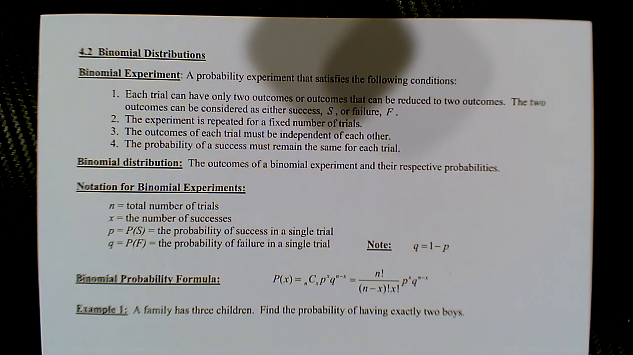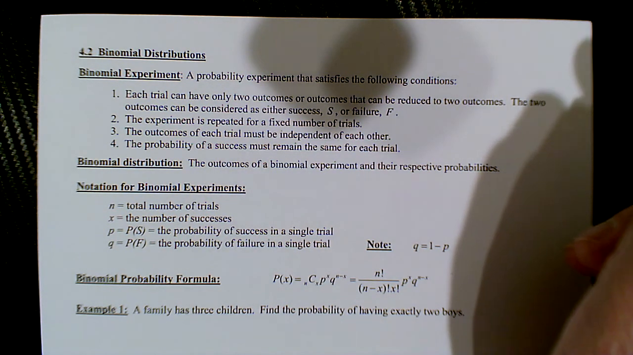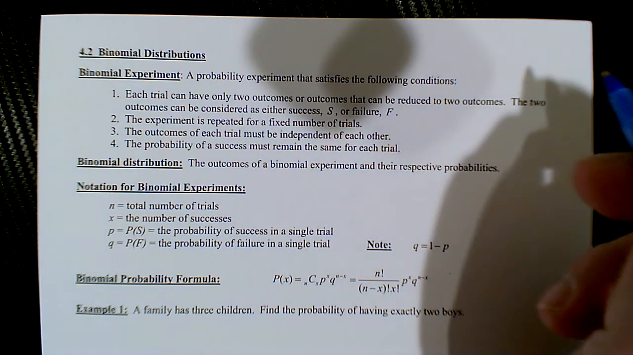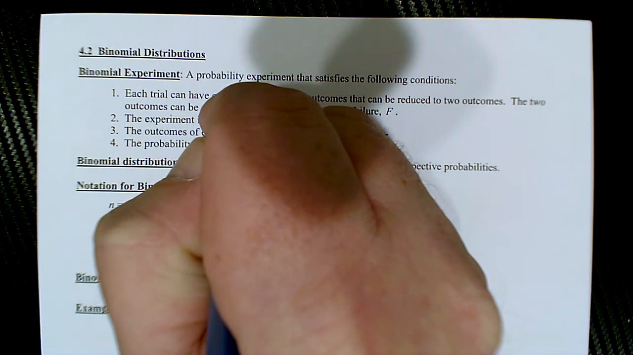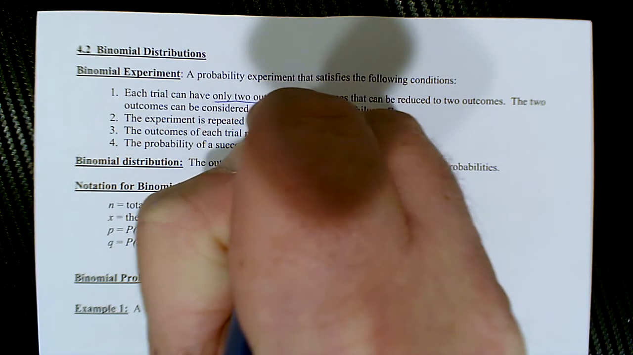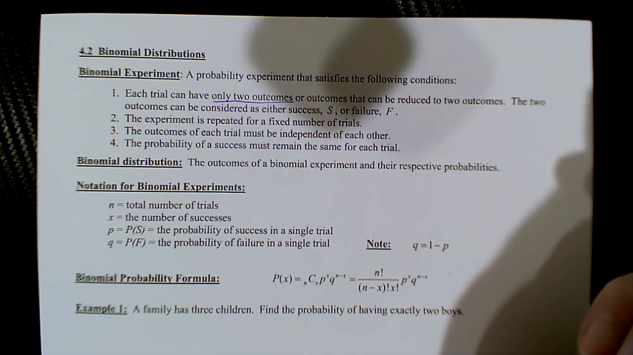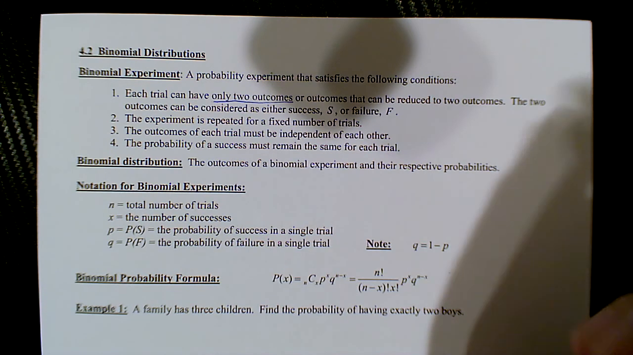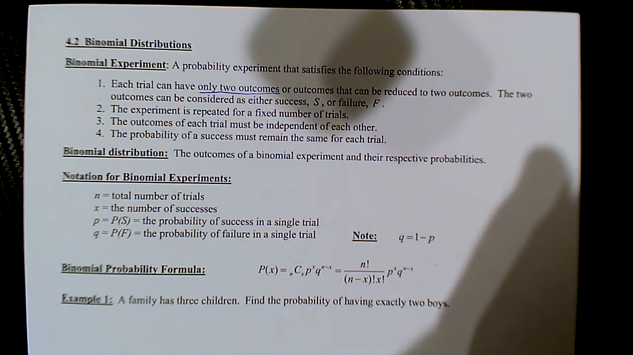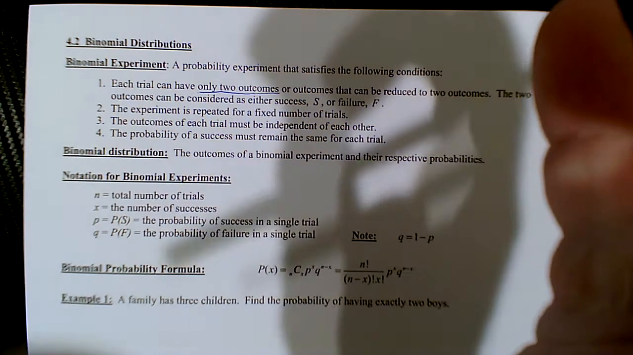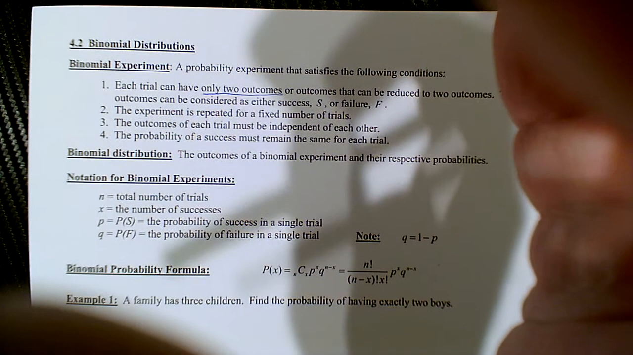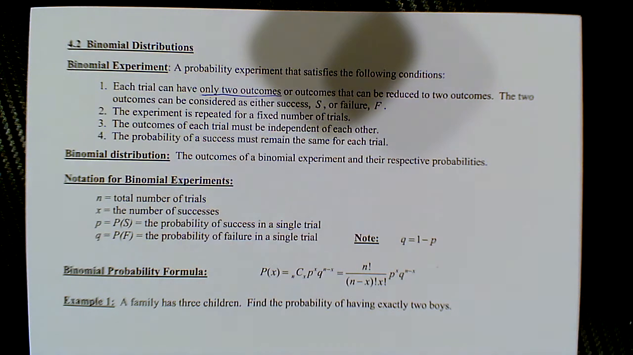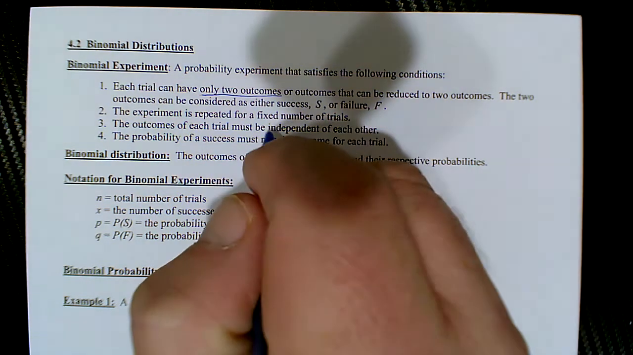Hello everyone, this is section 4.2, binomial distributions. A binomial experiment has the following conditions. First off, there's only two outcomes, or it can be reduced to a situation where there are only two outcomes, and we'll consider them to be success and failure. Although the success may not often be what we think of as a success in terms of its connotation, as we'll see through example. But there's a fixed number of trials.